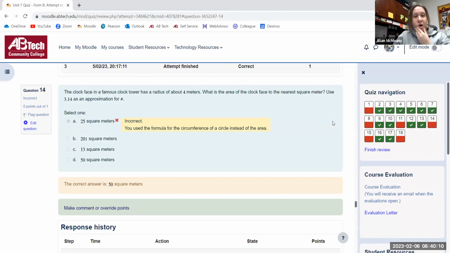All right, let's see what we get in Moodle. It says, what is the area of the clock to the nearest square meter? We got 50.24, so we would round that to 50 meters squared. So you should have chosen option D.